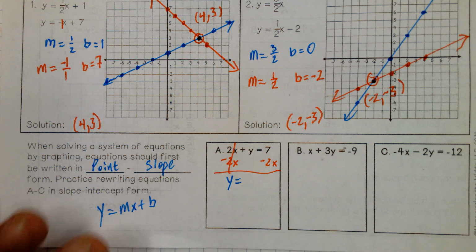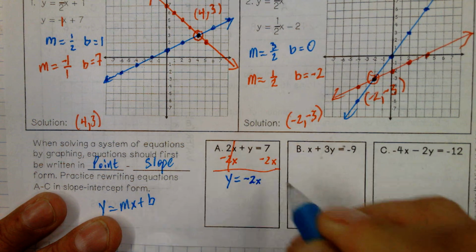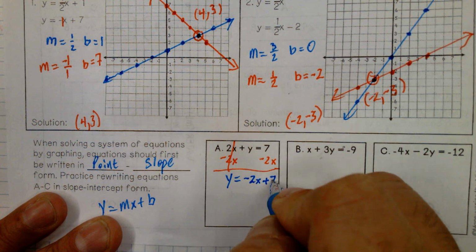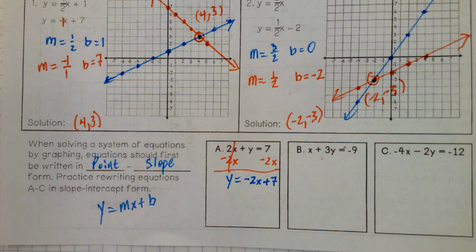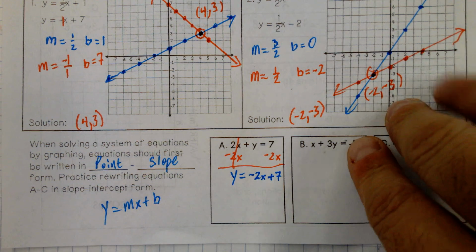We're going to write negative 2x because it didn't combine with 7. And since that's a positive 7, plus 7. And that's it. We're done. But now we can graph that if we need to. I know the slope. I know the y-intercept. I'm ready to go for graphing. Okay? We're going to use that skill on the other side. Okay? We're almost done. Flip your paper over.